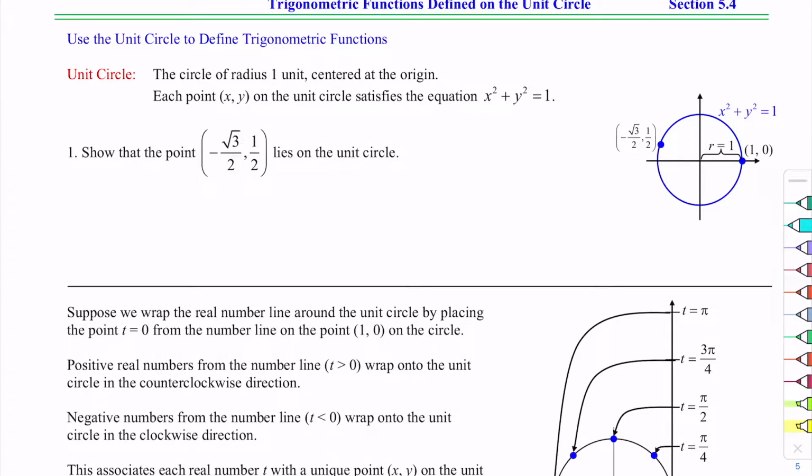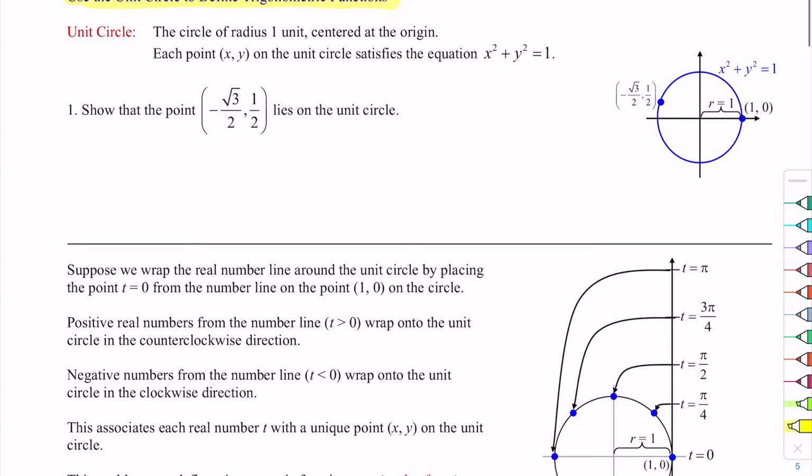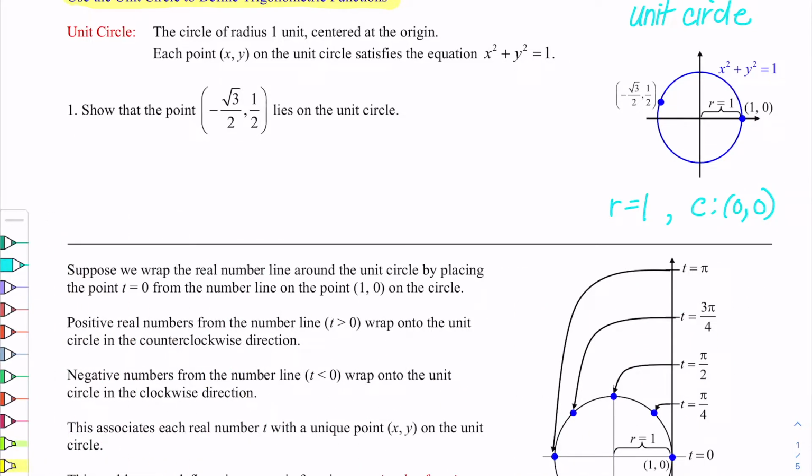This is section 5.4, trigonometric functions defined on the unit circle. And we're going to go ahead and begin with using the unit circle to define our trig functions. So this unit circle here has a radius of 1, and its center is at the origin. And each point on the circle, every single point, satisfies the equation x squared plus y squared equals 1.